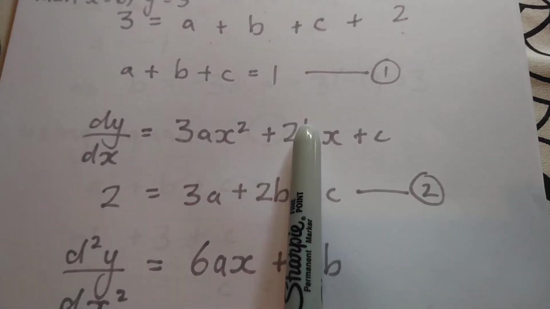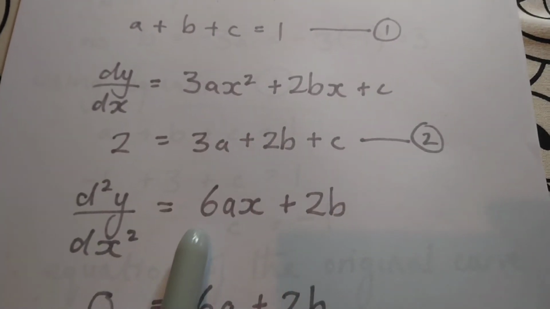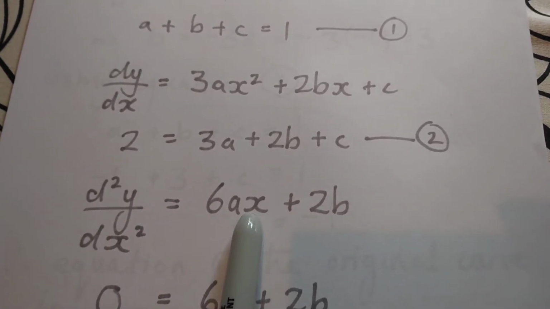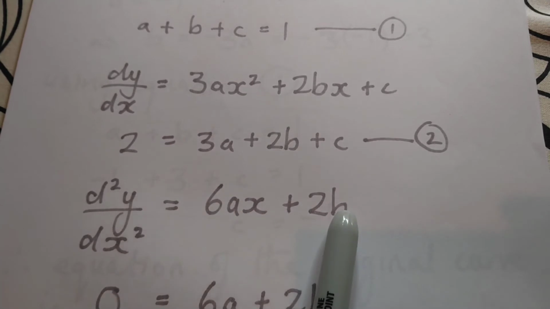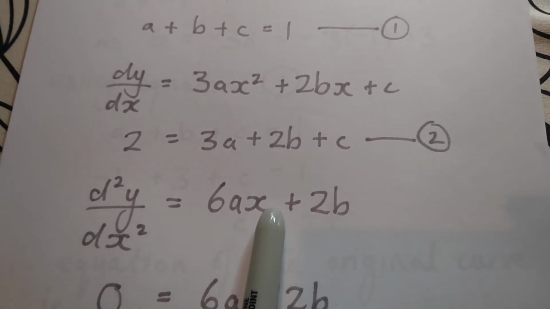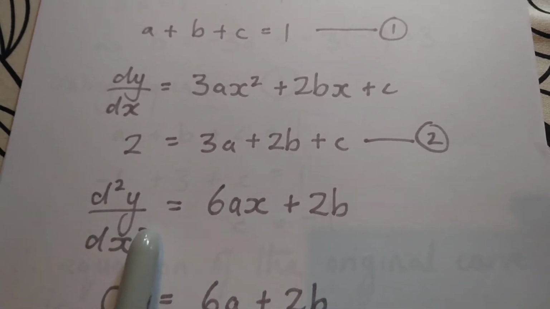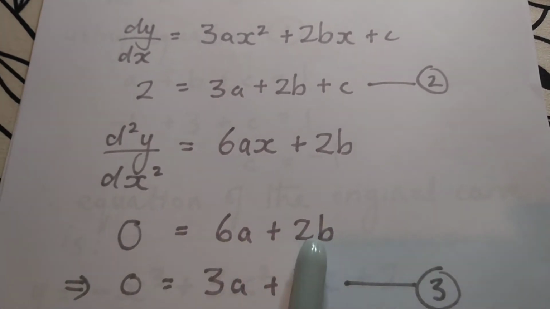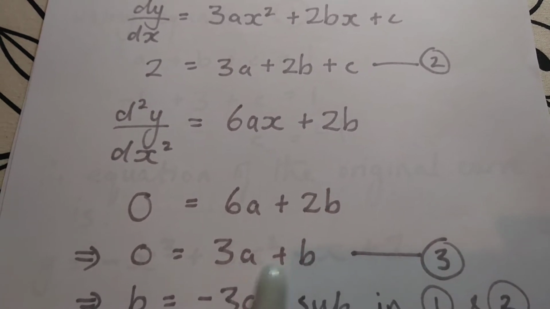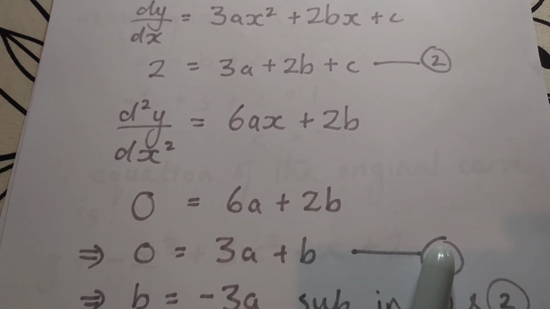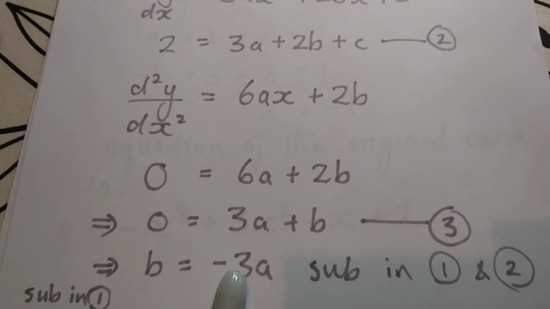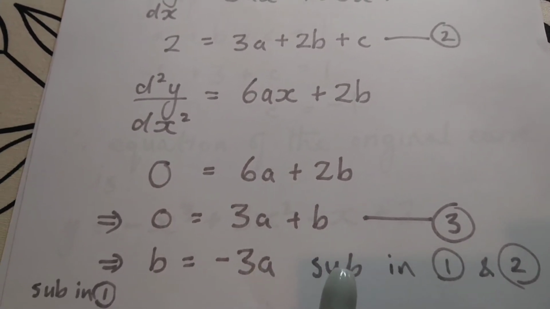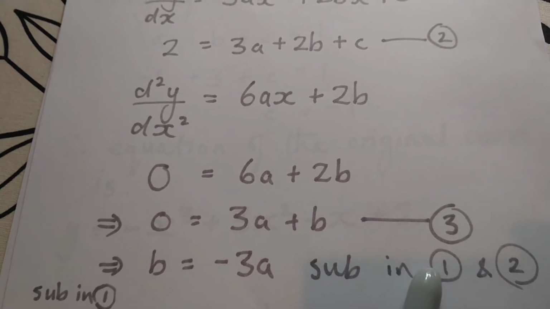We differentiate this, so in other words we've differentiated the original function twice, and end up with 6ax plus 2b. Once again, we know that when x equals 1, d2y by dx squared equals 0. So we end up with this, which we can divide through by 2 to give us equation 3, which when we rearrange tells us that b is equal to negative 3a. And we can now substitute this back into equations 1 and 2.